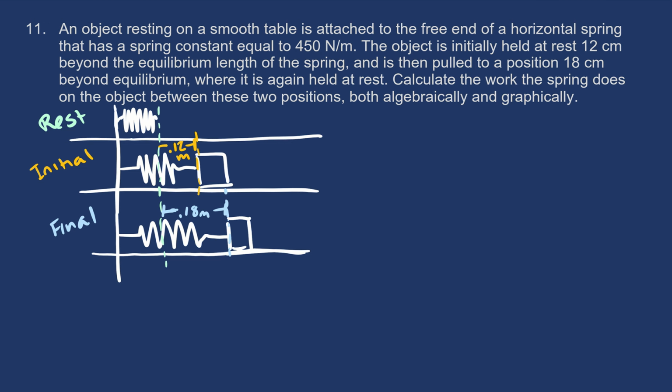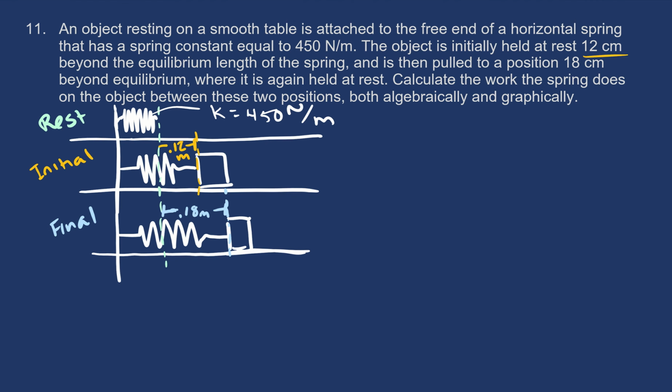Okay, so this is practice problem number 11 from the work and energy practice problems. We have an object resting on a smooth table that's attached to a horizontal spring with a spring constant of 450 newtons per meter. So we know the k value for the spring, 450 newtons per meter. The object is initially held at rest 12 centimeters beyond its equilibrium.